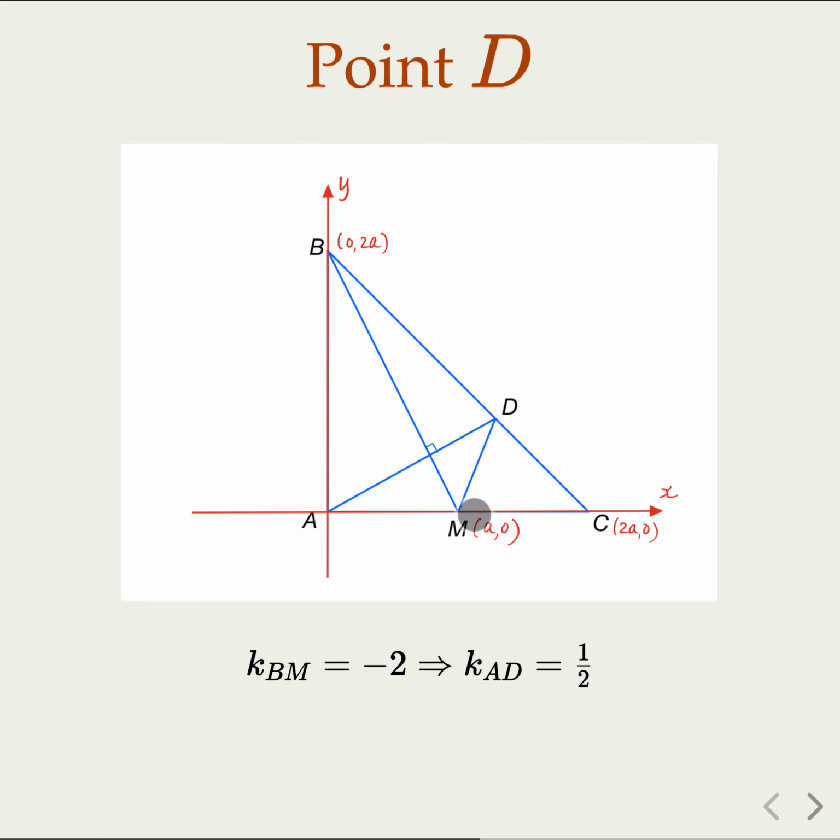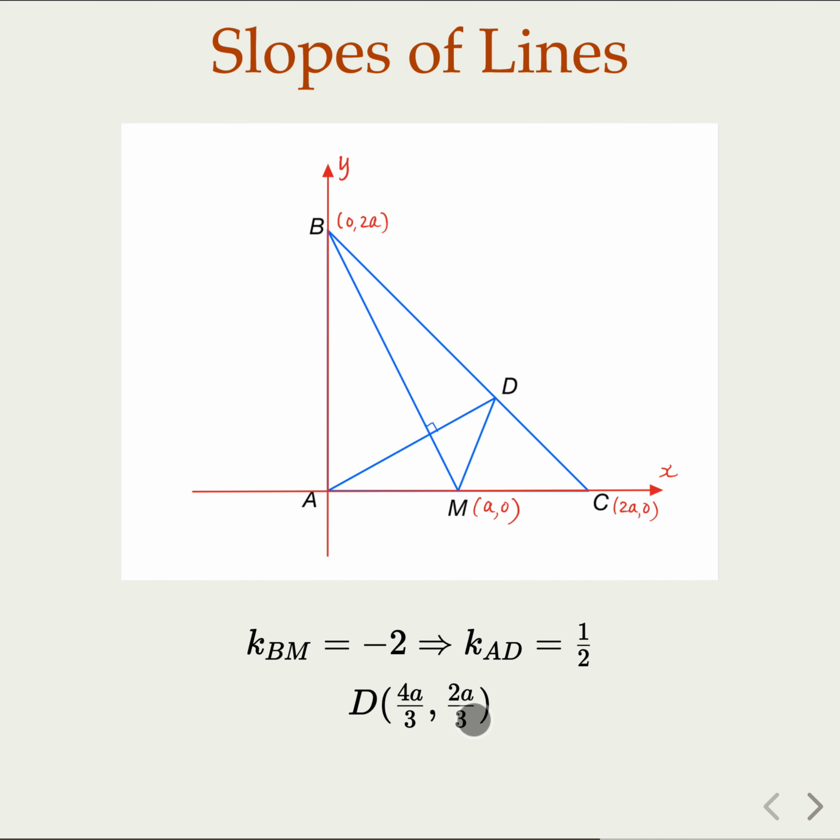Right? So once you know AD, we try to find the coordinate of D by looking at the straight lines AD and BC. For line BC, we know that the line equation is x plus y equals 2a. The line AD, of course, is y equals half of x, or 2y equals x. Now, solving these two equations, you get the coordinate of D.